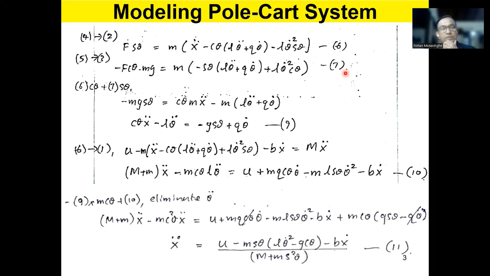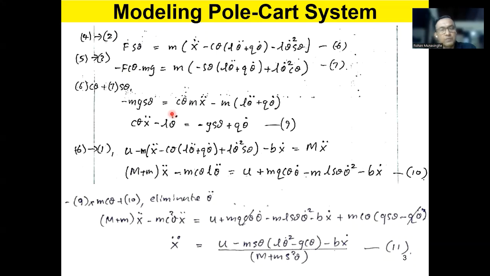After that, if you look at these two equations, 6 and 7, you can get rid of F. F is the force along the pole, the tension of the pole. We can eliminate that using equations 6 and 7. What we do here is multiply equation number 6 with cos theta and equation number 7 with sine theta and add them together so that F goes out and we get this equation. All right.